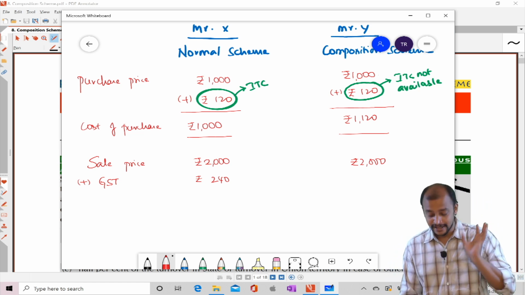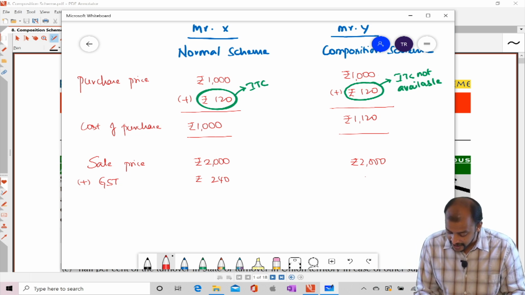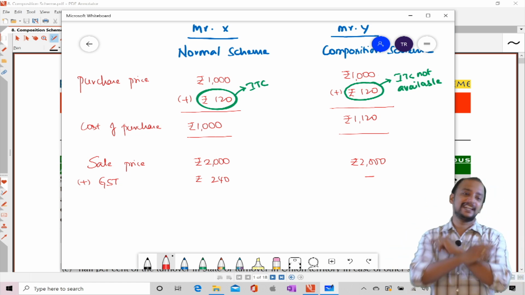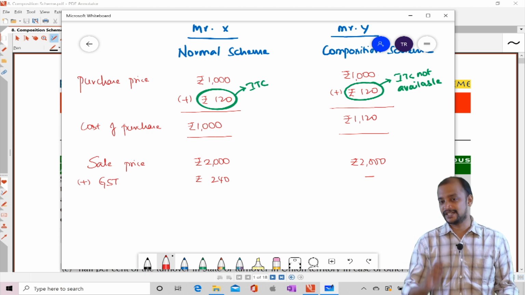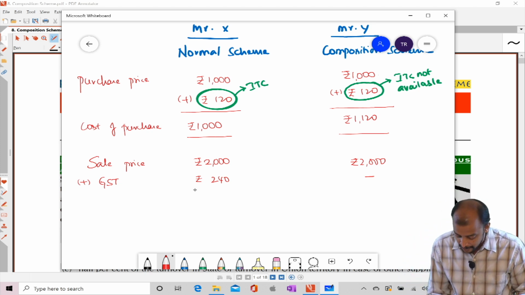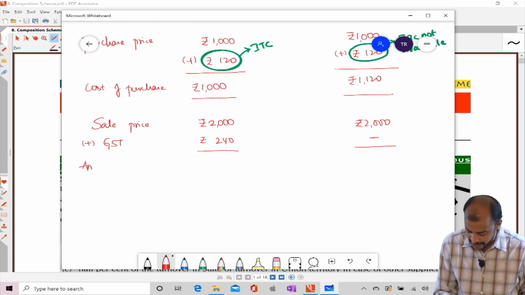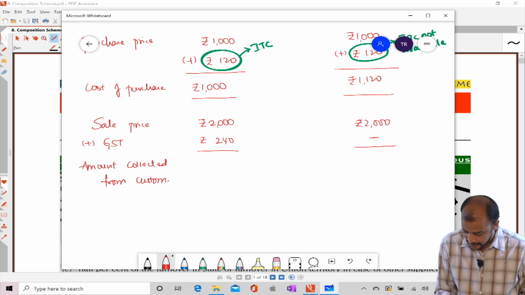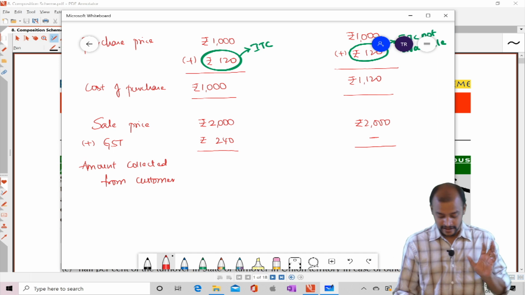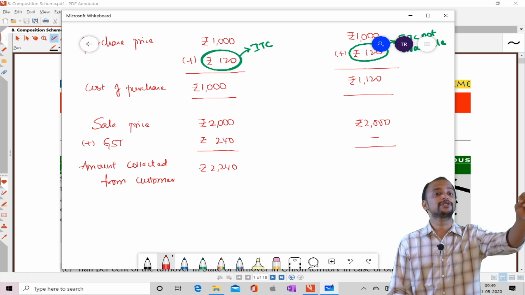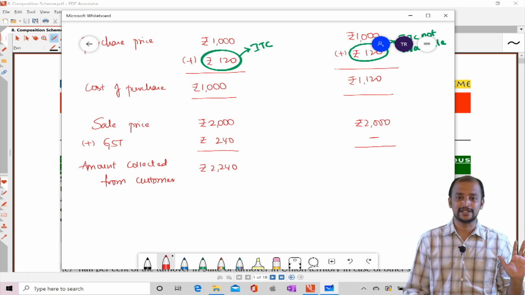Now under composition scheme, what will be the GST? Can we recover GST from the customer? No, we cannot recover GST from the customer. GST should not be collected from the customer in case of composition scheme, which means what will be the price that is collected from the customer? Amount collected from customer, or in other words, cost to customer. So what is that? It is 2240. That is the cost to the customer.